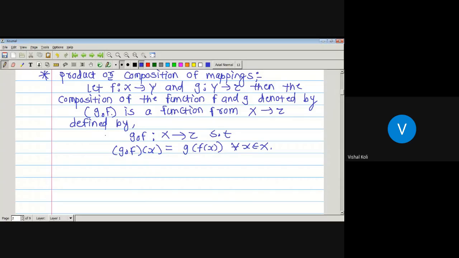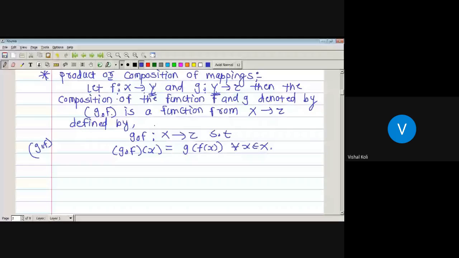For composition of two mappings, if we have to define the composite of two mappings g and f, then the domain of g is nothing but the codomain of f. Then only it is possible that g composite f will be defined. That is, if we have to find g composite f, then the codomain of mapping f must be equal to the domain of mapping g. Then only we define g composite f, otherwise it is not possible. So for defining the product or composition of two mappings, we have taken f as a function from X to Y and g as a function from Y to Z. That is, Y is the domain of g and the codomain of f, and then g composite f is a function from X to Z.